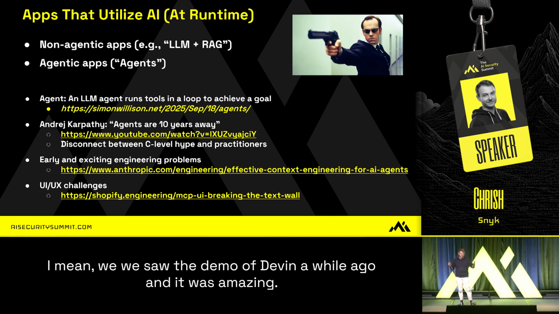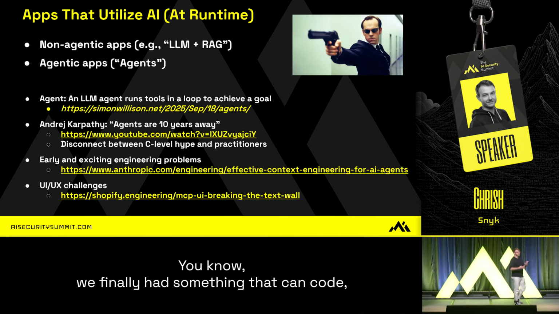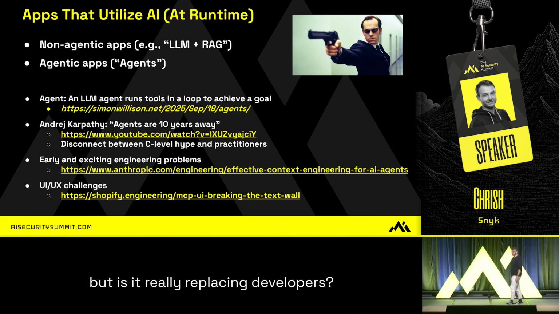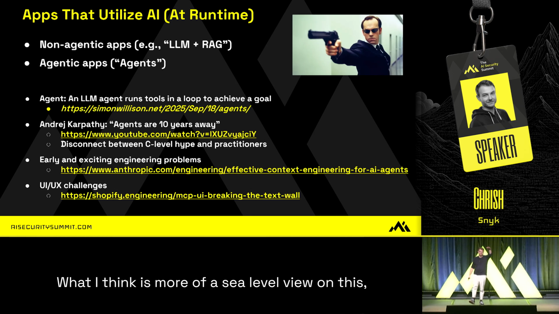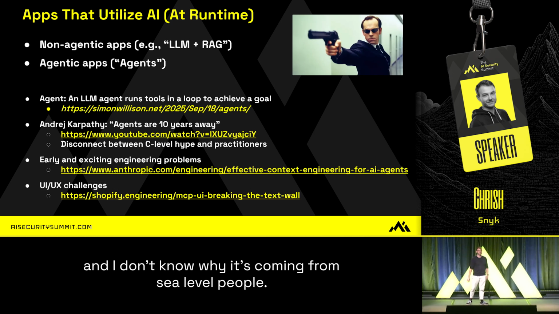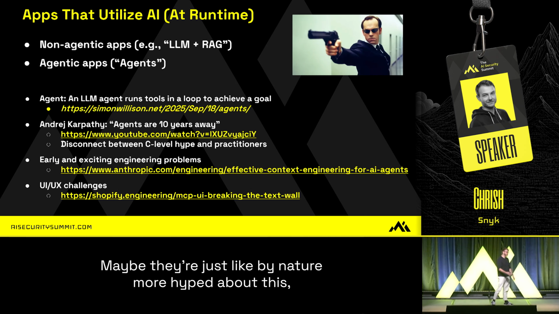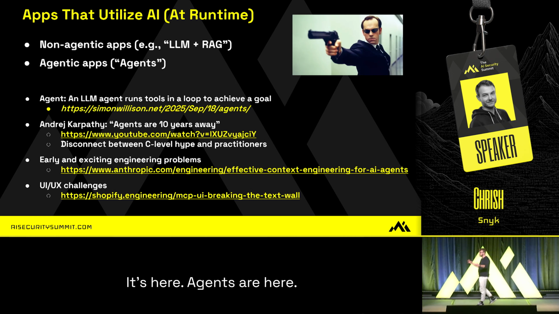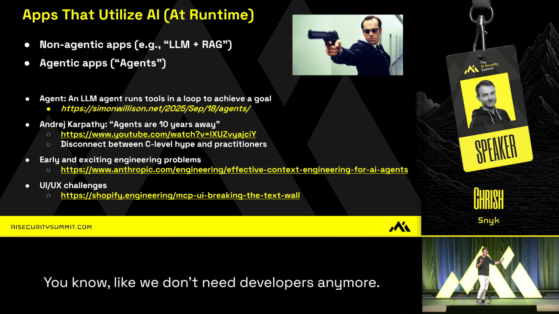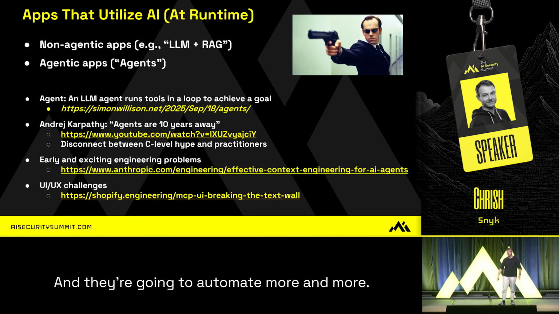I mean, we saw the demo of Devin a while ago, and it was amazing. We finally had something that can code. But is it really replacing developers? And there are two views. What I think is more of a C-level view, and I don't know why it's coming from C-level people, maybe they're just by nature more hyped about this. But they are saying it's replacing software developers right now. It's here. Agents are here. We don't need developers anymore, and they're going to automate more and more.